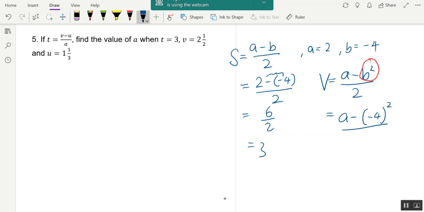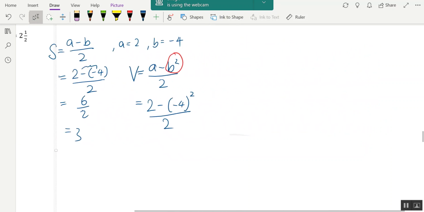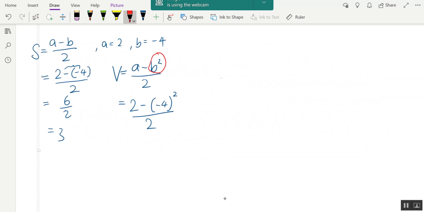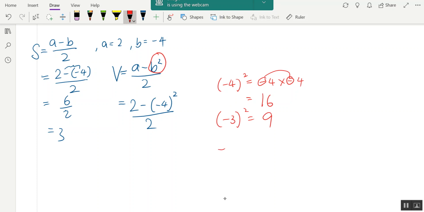Okay, sorry, A is 2 over 2. Okay, and what is negative 4 square? So sometimes I teach students at Sec 4, they are still unable to tell me what is negative 4 square. Okay, so it's important, I want to build this from when you are at Sec 1. Negative 4 square is negative 4 multiplied by negative 4. So this is going to be 16. Any negative number, when you square it, you will become positive, because the negative multiplied by this negative will give you positive. Okay, negative 3 square is equals to 9. Negative 7 square is equals to 49.